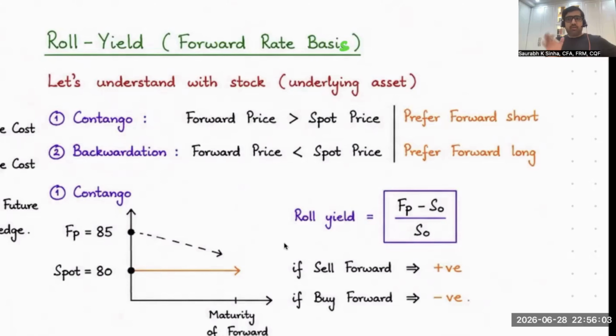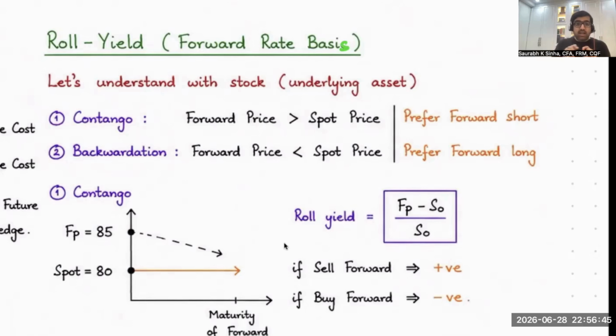It's not important for us to remember this terminology of contango and backwardation. But please understand, whenever the forward price of the future contract or the forward contract is greater than the spot market price, we call it contango. And if the forward price is less than the spot price, we call it backwardation. If the market is in contango, we will always prefer to sell in the future or forward contract, to short the underlying asset in the future or the forward contract. Why? We'll discuss it.